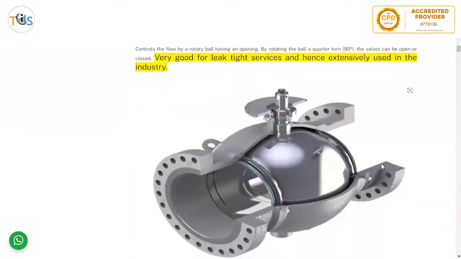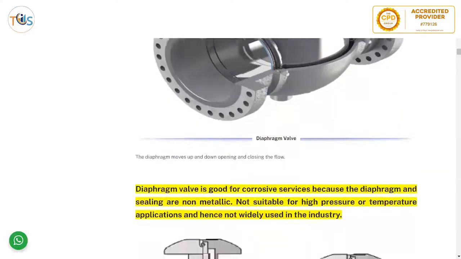Ball valves control the flow by a rotary ball having an opening. Again, as you see here, it's got an opening, and by turning it 90 degrees, the valve can be open or closed. Very good for leak tight services and extensively used in the industry. Most of the valves get their name from the actual controlling mechanism for regulation of the flow, like gate, globe.